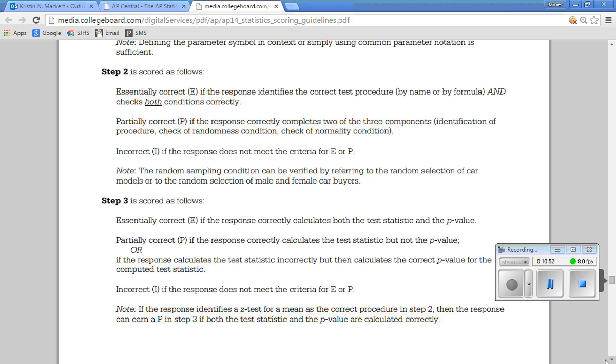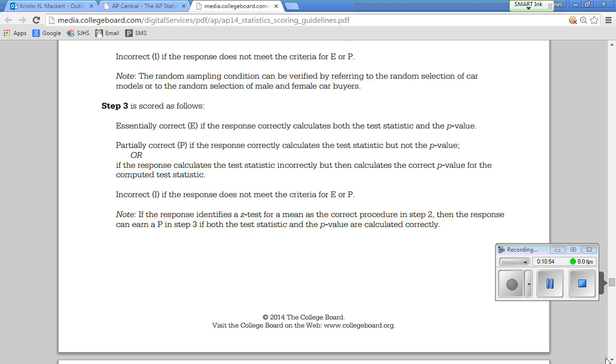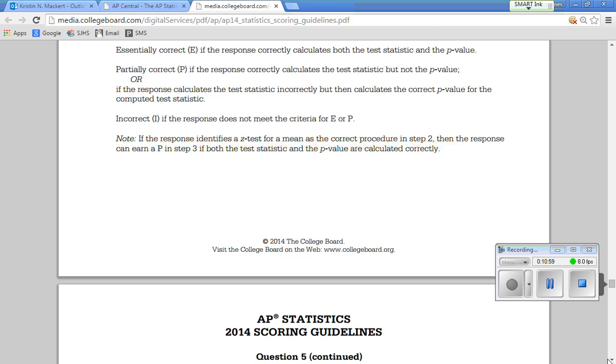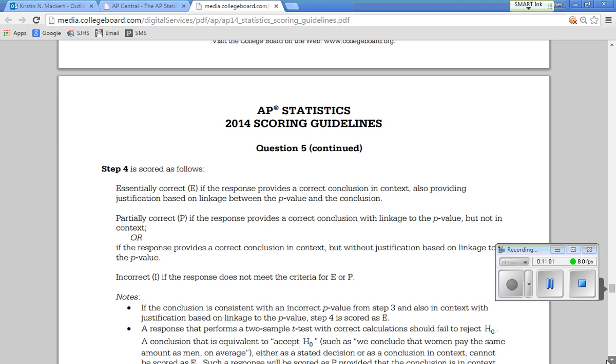Step 3 is essential if you had the correct test statistic and p-value. And then the last one, step 4, was if you had linkage. Anyway, you want a conclusion in context, and then justification. Basically, your p-value 0.008 is less than 0.05. Therefore, we reject the null, and then your conclusion in context.